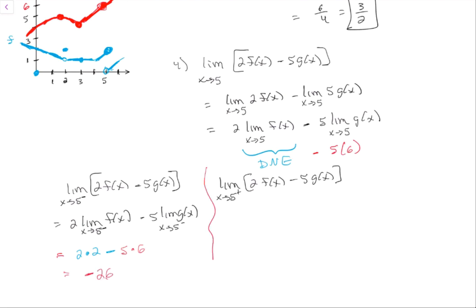Now if we come over here and take a look as x approaches 5 from the right, I'm going to switch to blue, so I'm going to have 2 times the limit of f of x, and then minus 5 times the limit of g of x. I don't know why I kept all that in blue there. Let me switch this. I love OneNote. This is the coolest thing ever.